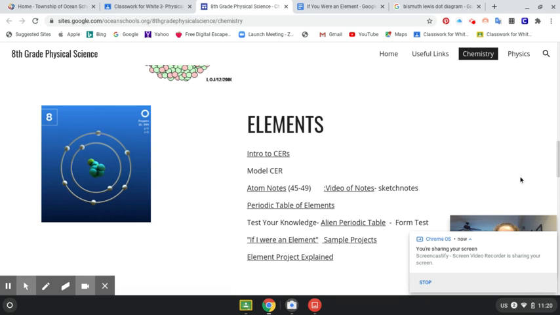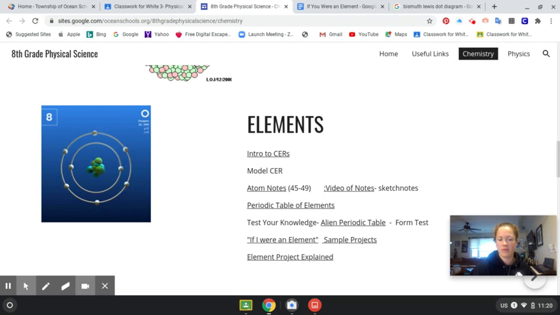Hi guys, I'm going to go over reading the periodic table. Again, I've had a few questions on it and I tried to record it when I was helping the students, but it just wasn't working. So hopefully this helps you understand the periodic table if you are uncertain about it.